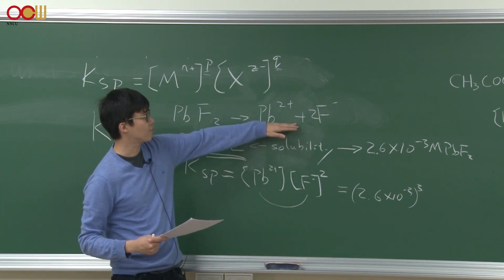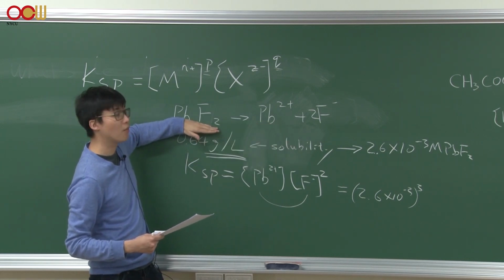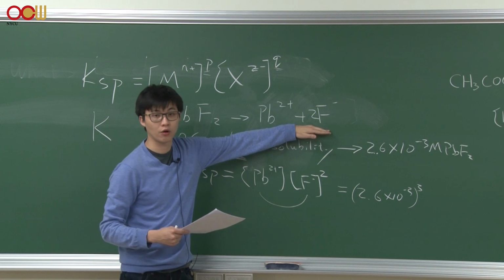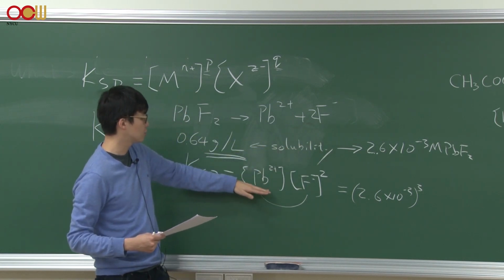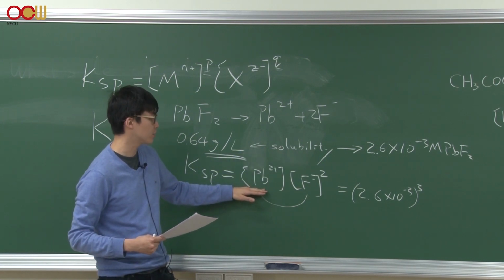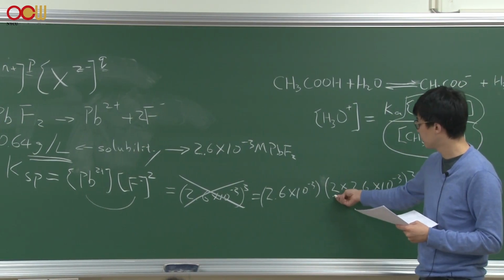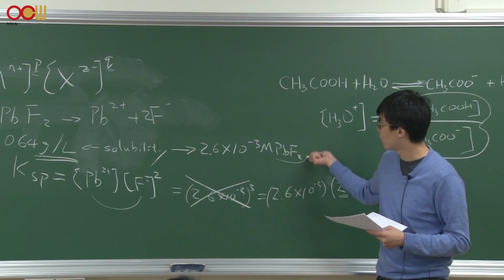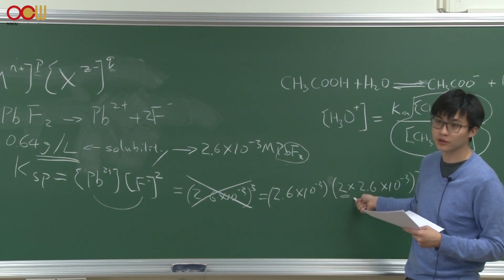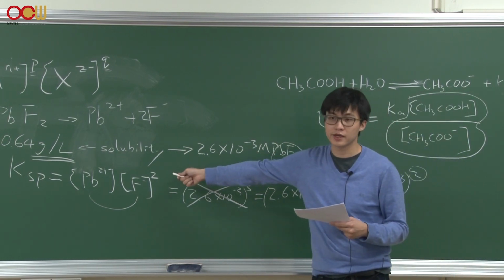Actually, we have to recognize that whenever you have multiple ions that dissociate, 1 molar of this produces 1 molar of lead and 2 molar of fluoride. So do not get tricked by an expression like this. A proper way to write this should be, okay, make sense? You need to increase this factor because whenever 1 molar of this dissolves, you make 2 molar of fluoride ions. That's why you need to double the concentration of fluoride, and then the square comes from this KSP expression.